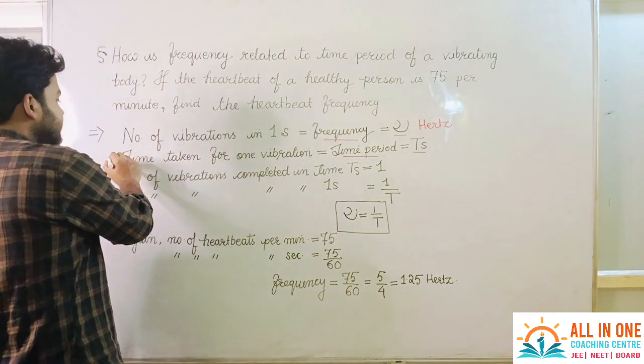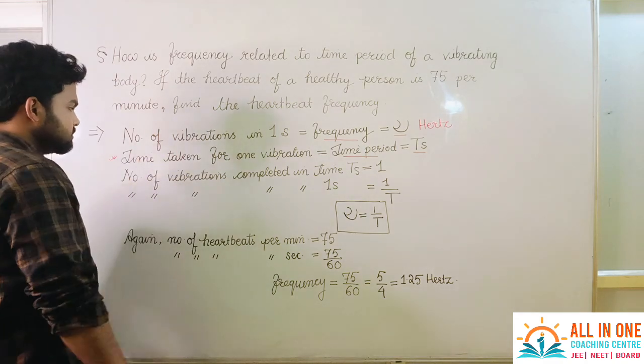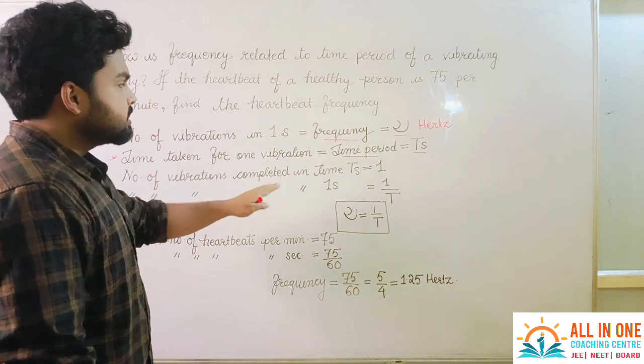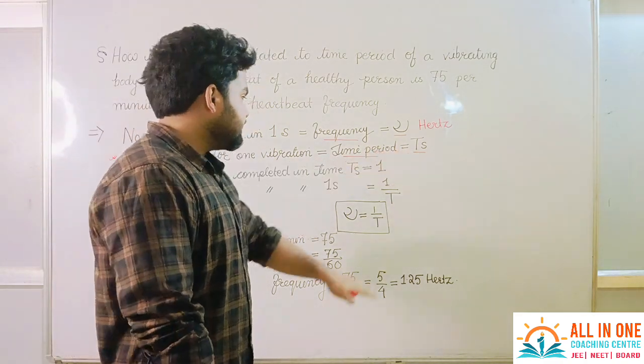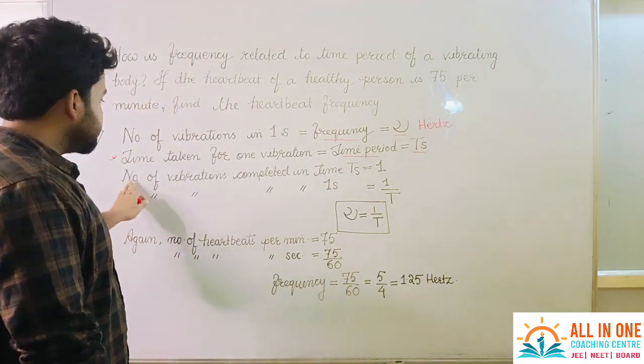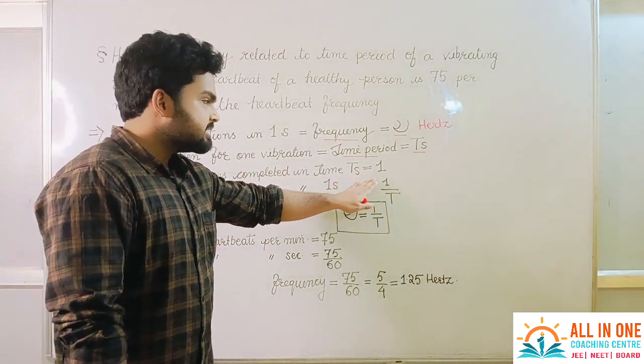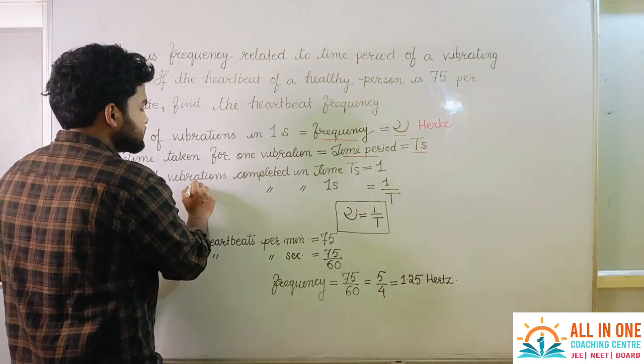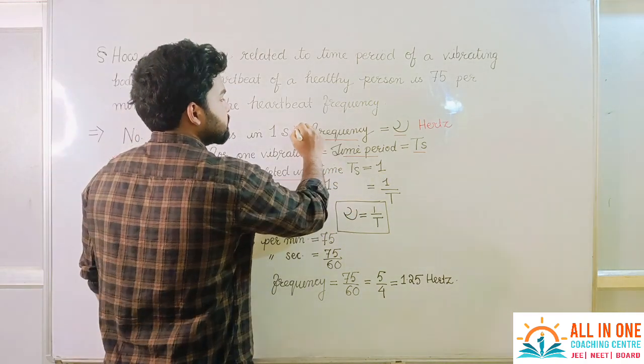Etia ami ei second statement to reverse keri. Jodi one vibration complete hole T time lage, then T time ot keta vibration complete hoy? One vibration. Okay. Number of vibrations completed in time T seconds is 1. But number of vibrations completed in 1 second basically ki hoy? Our frequency hai.